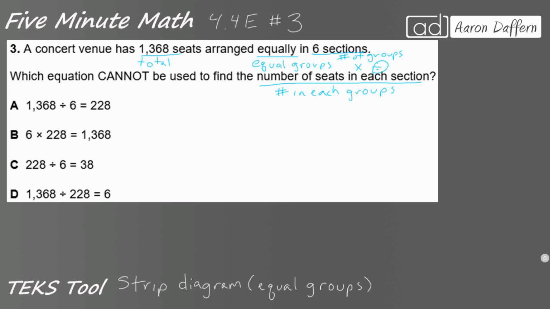If we were given the number of groups and the number in each group, and we're looking for the total, that's multiplication. For now, we need to divide. So let's draw a strip diagram to represent this. So we have 6 sections. So I'm going to take this, cut it in half, and then cut each half into thirds. Because 2 times 3 makes 6. And then I've got my total of 1,368. And then I would just need to split this evenly into each of these.